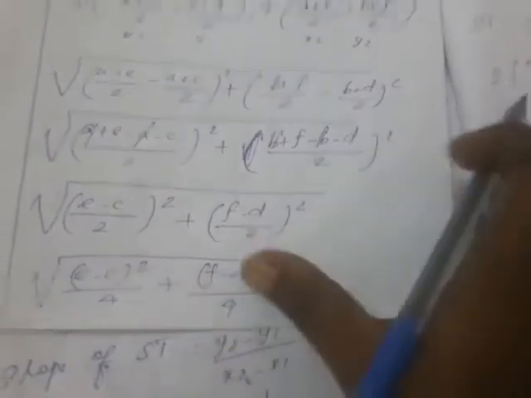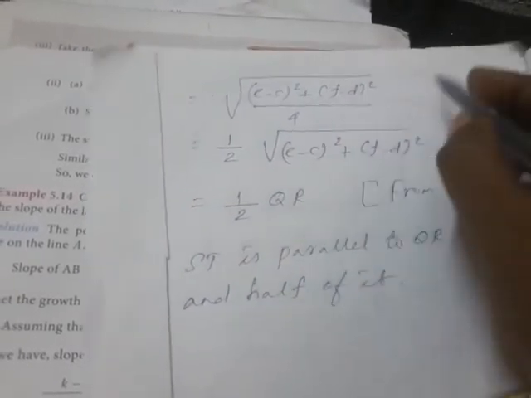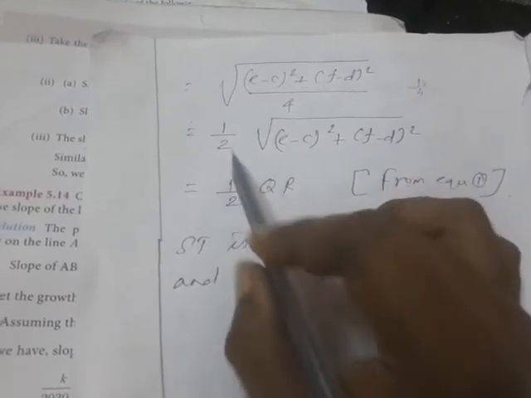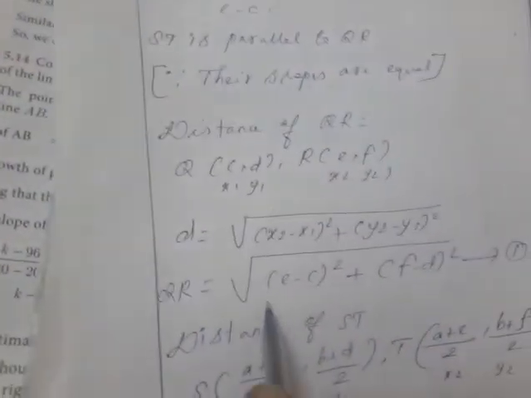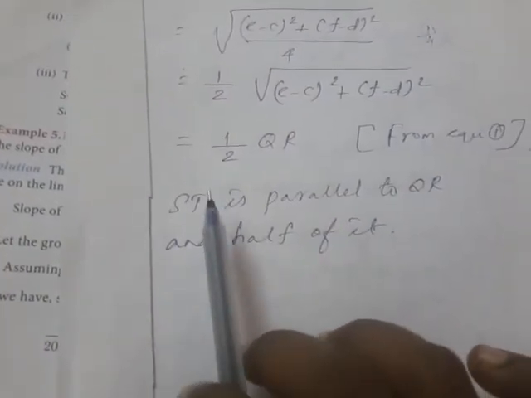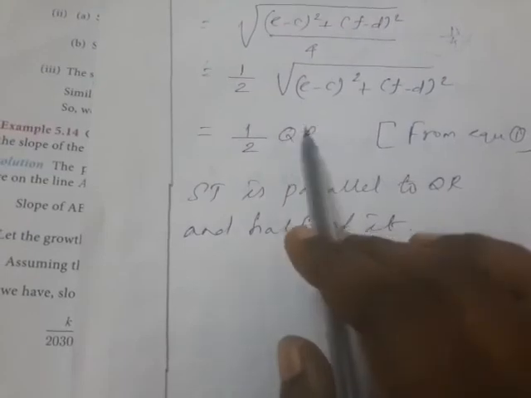Writing this as (E minus C) squared plus (F minus D) squared, all by 4, we take the 1 by 4 out as 1 by 2. So ST is 1 by 2 times the root of (E minus C) squared plus (F minus D) squared, which is 1 by 2 into QR from equation 1. So we proved that ST is parallel to QR and half of its length also. Thank you students.